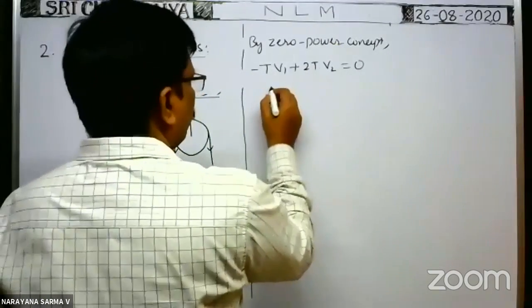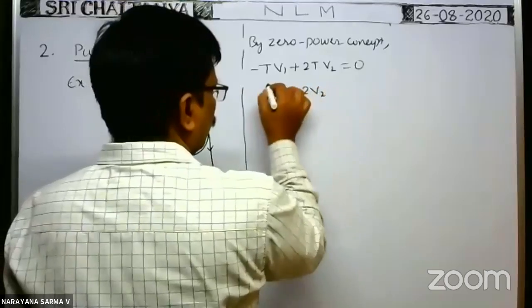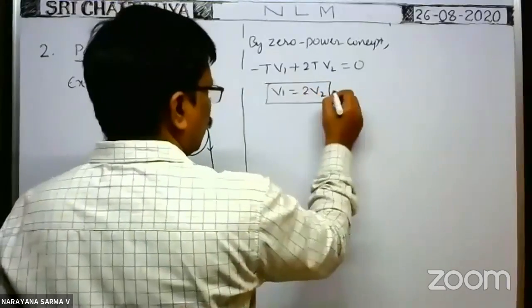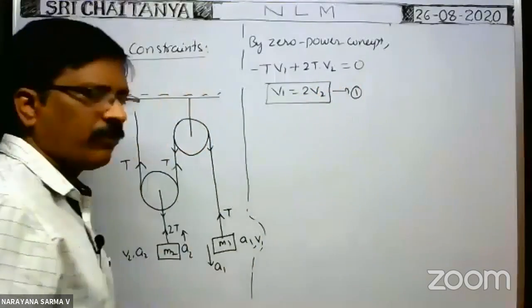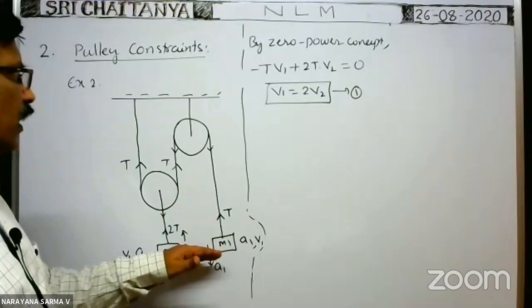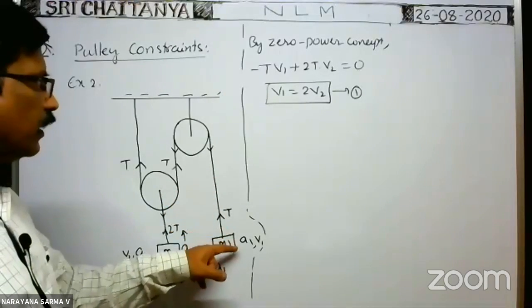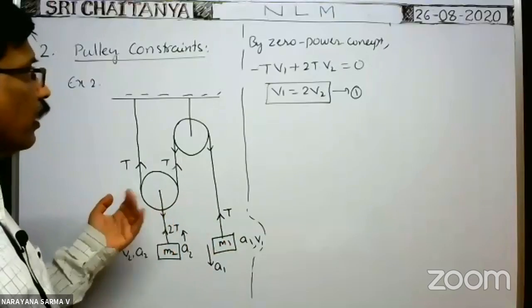So from this we get v1 is equal to 2v2. This is the constraint relation for these blocks. If the block of mass m1 comes down with a velocity v1, then v2 is equal to v1 by 2.